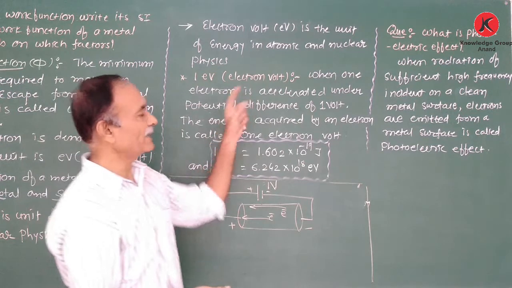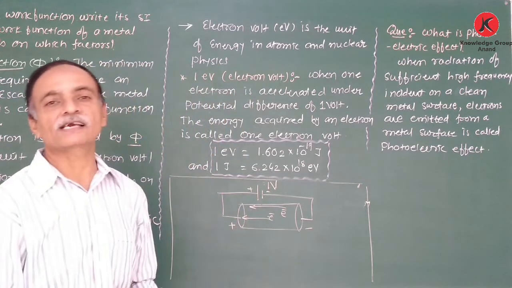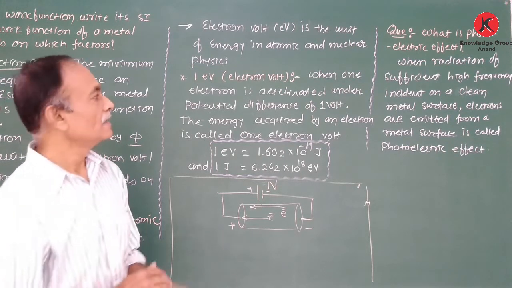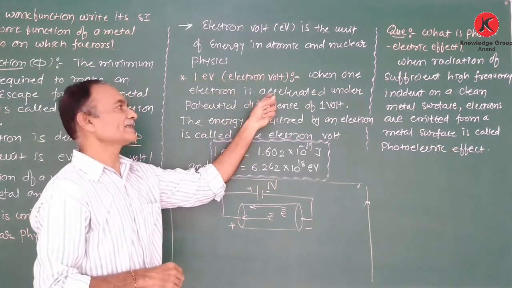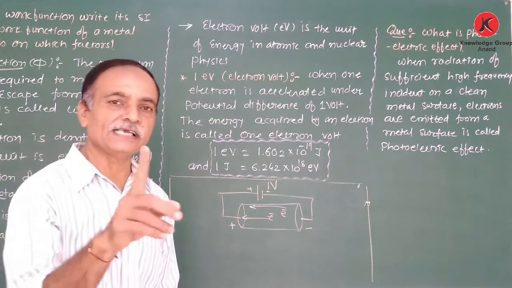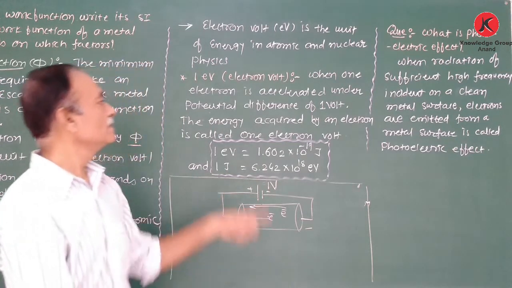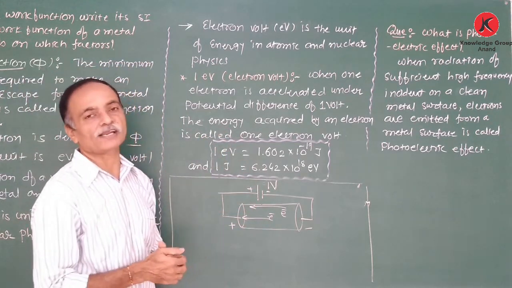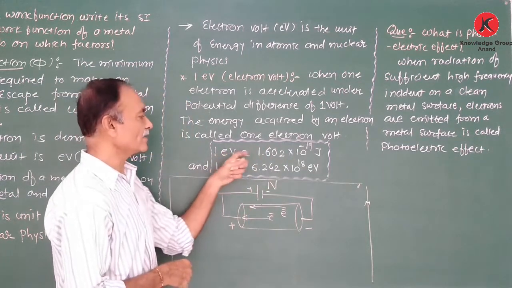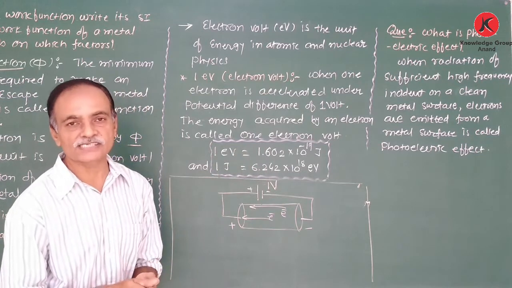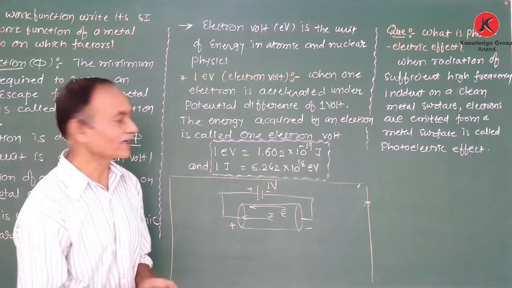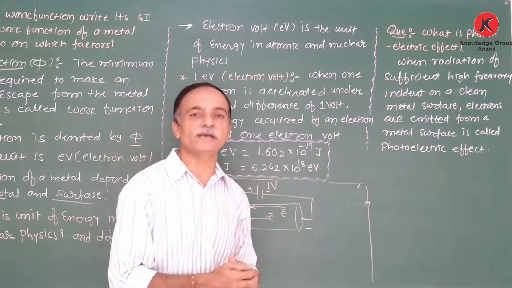So keep in mind this definition, frequently asked in practical exams. What is the 1 electron volt? When 1 electron is accelerated under the potential difference of 1 volt, the energy acquired by an electron is known as the 1 electron volt. The relation between the electron volt and joule is 1 electron volt is equal to 1.602 × 10^-19 joule. Keep in mind this relation, frequently used in numericals.